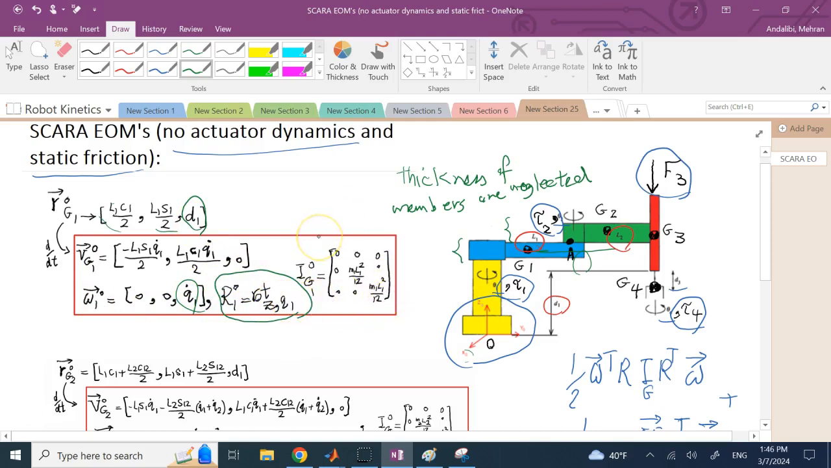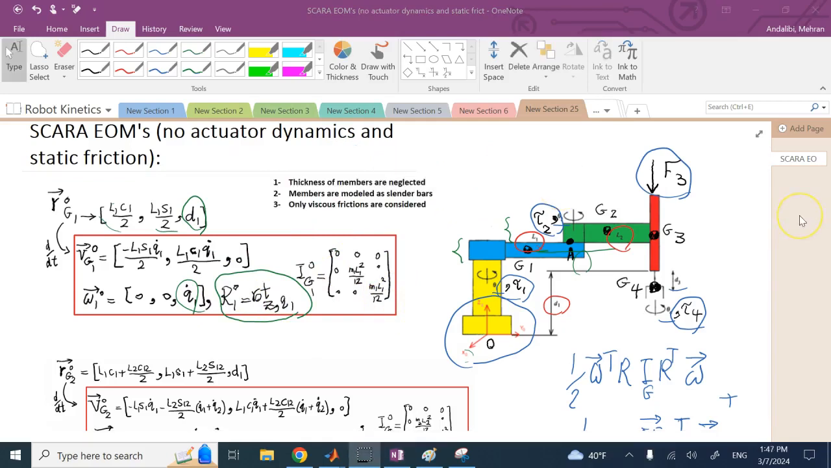And here we assume that these members are slender. So another thing that we have, that thickness of the members are neglected. The other one is the members are considered as slender bars. Here I just added those assumptions for you. As I said, there is only viscous friction, the thickness of the member is neglected, and the members are considered as a slender bar.